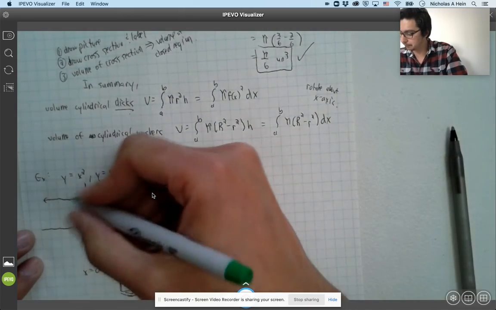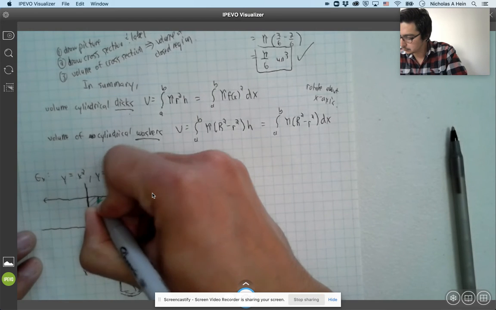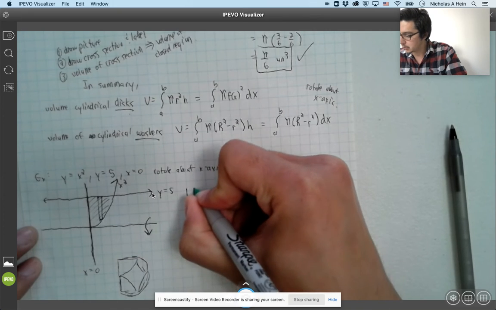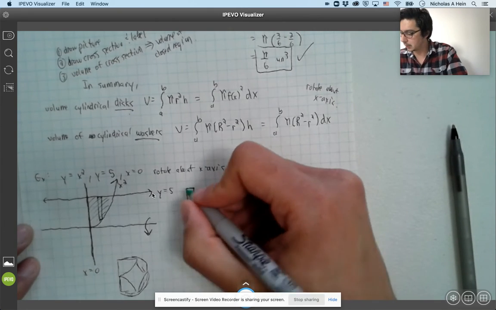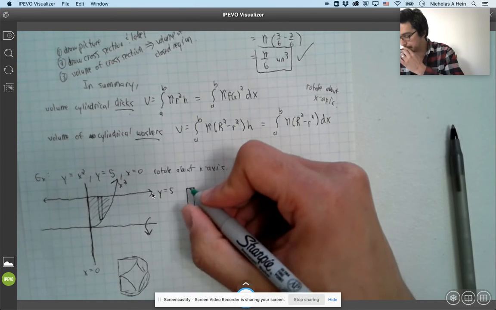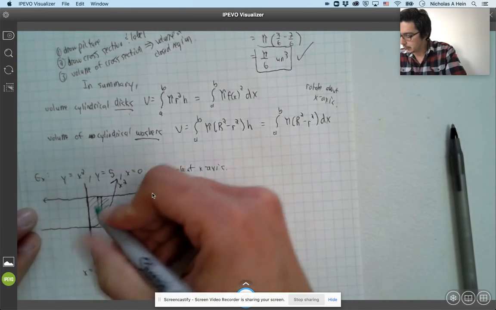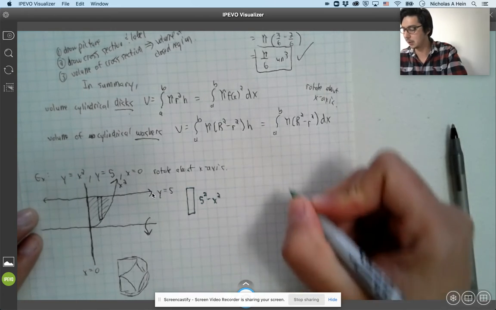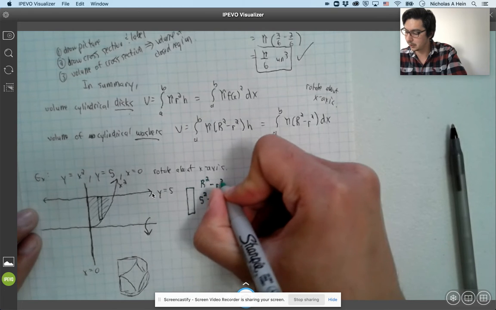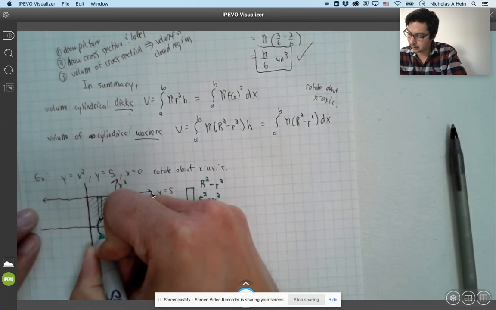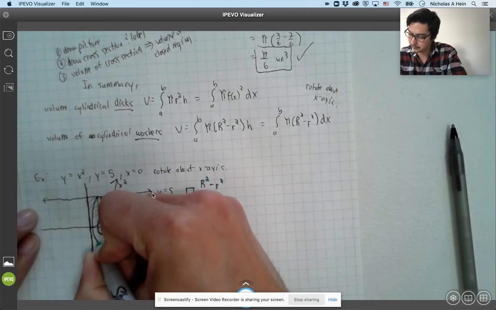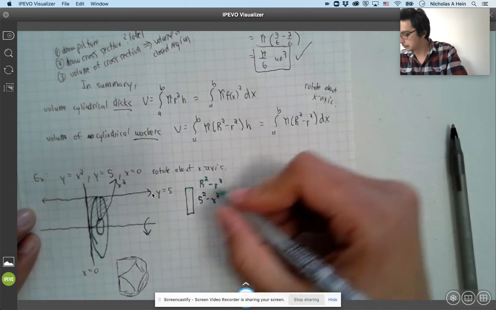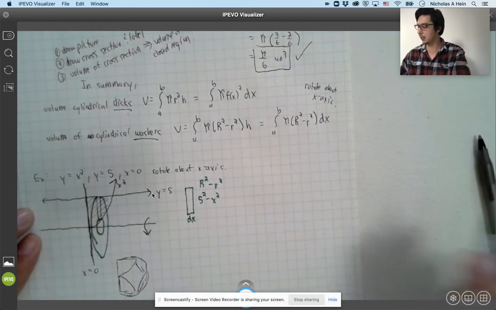All right, so here we go. Draw a cross section. Label the cross section out here with its dimensions. So the radius here, this cross section is, your outer radius is 5. Your inner radius is going to be x squared. So this is going to end up becoming 5 squared minus x squared, because again, outer radius squared minus your inner radius squared, as this gets rotated around to make this disk. And the thickness will be dx.